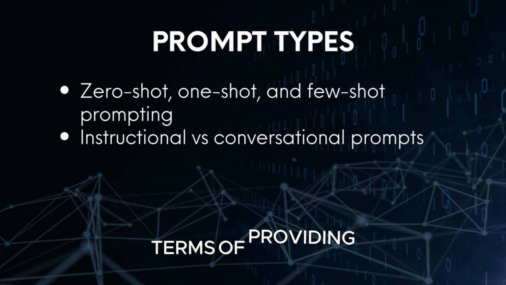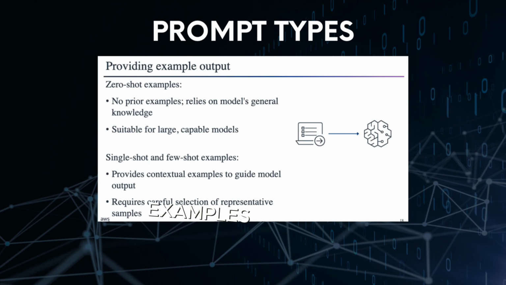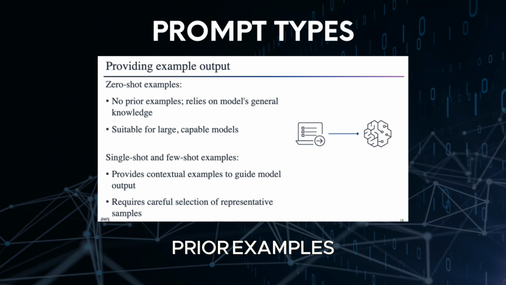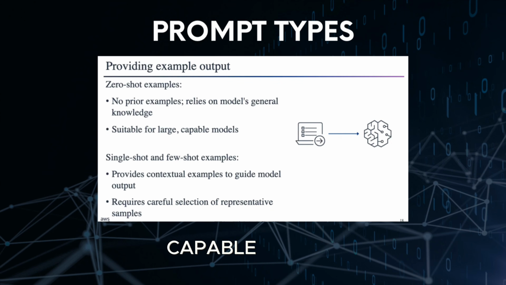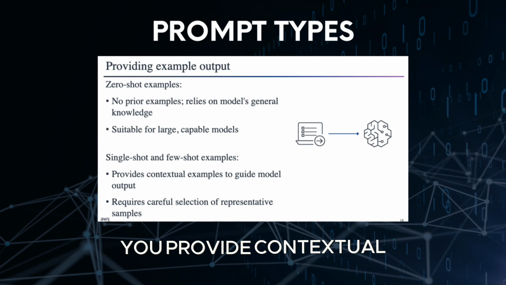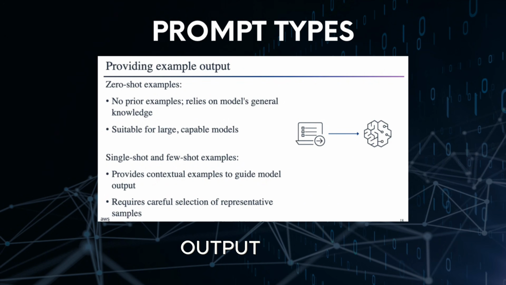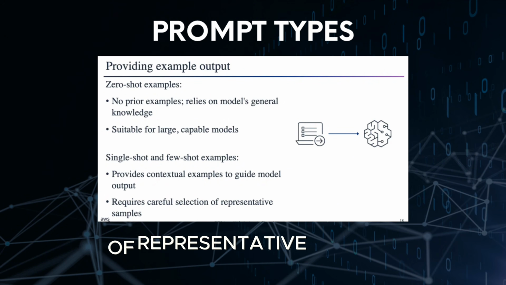And so in terms of providing example output, for zero-shot examples, there's no prior examples and the model relies on its general knowledge and is suitable for large, capable models. And then for single shot and few shot examples, you provide contextual examples to guide the model output, and it requires careful selection of representative samples.